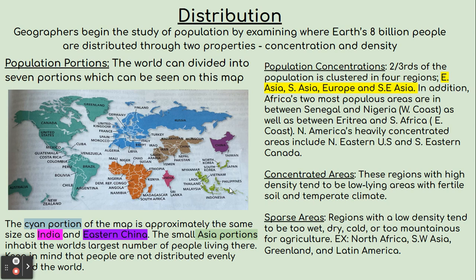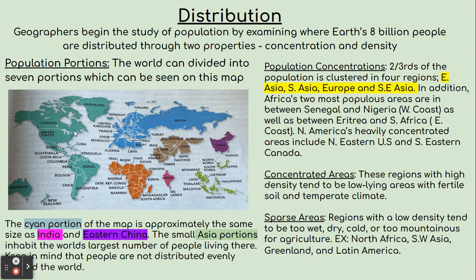Population concentrations. Two-thirds of the population is clustered in four regions that we must keep in mind throughout the unit: East Asia, South Asia, Europe, and Southeast Asia. In addition to this, Africa's two most populous areas are in between Senegal and Nigeria, which is in the west coast of Africa, as well as between Eritrea and South Africa, which are in the east coast of Africa. North America's heavily concentrated areas include northeastern United States and southeastern Canada.